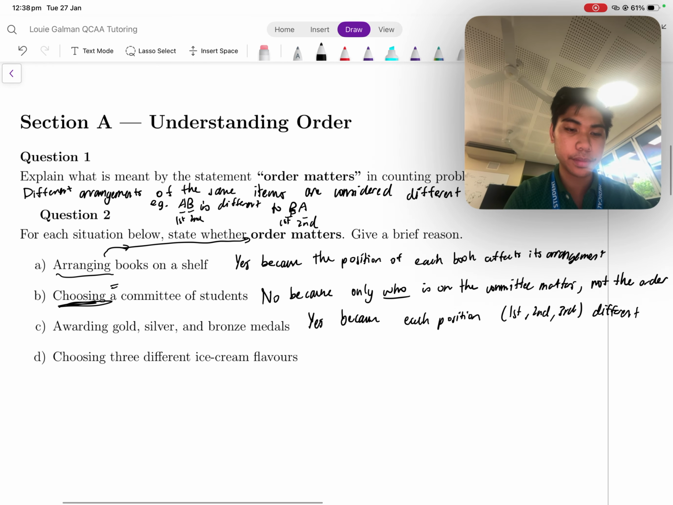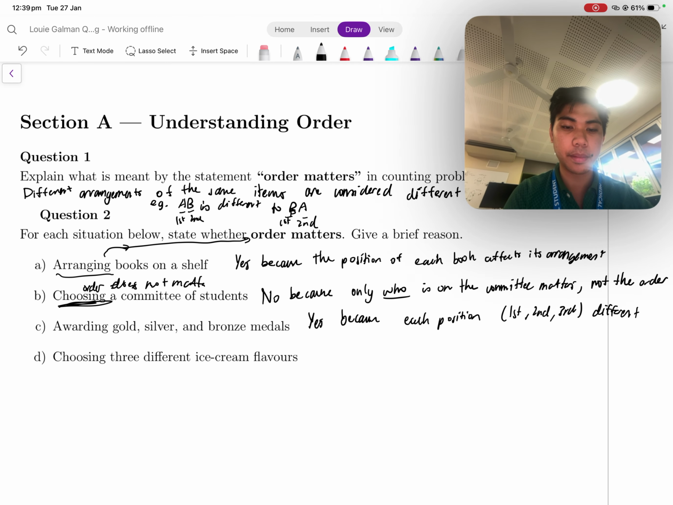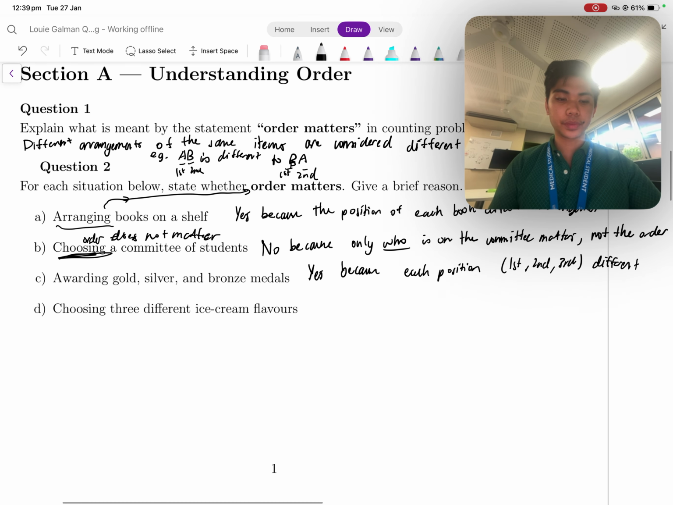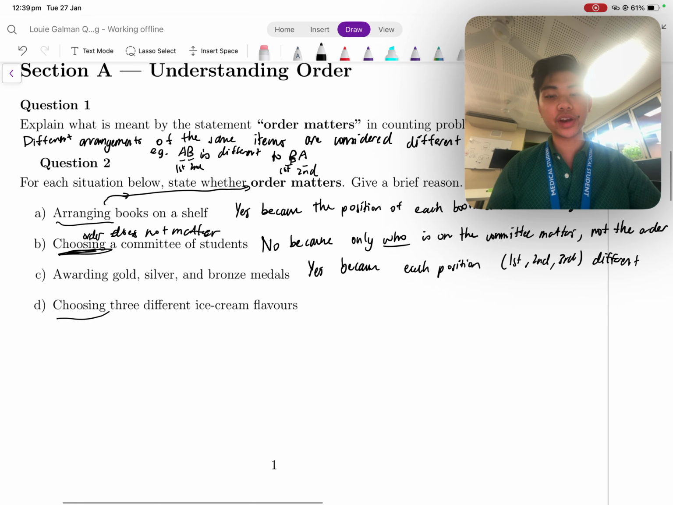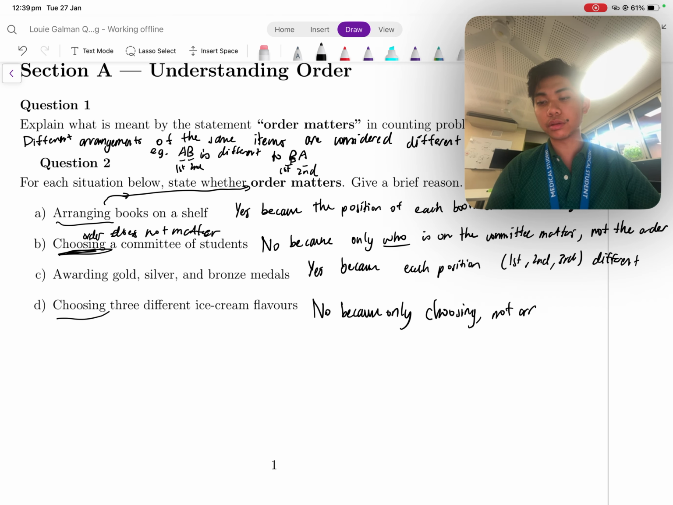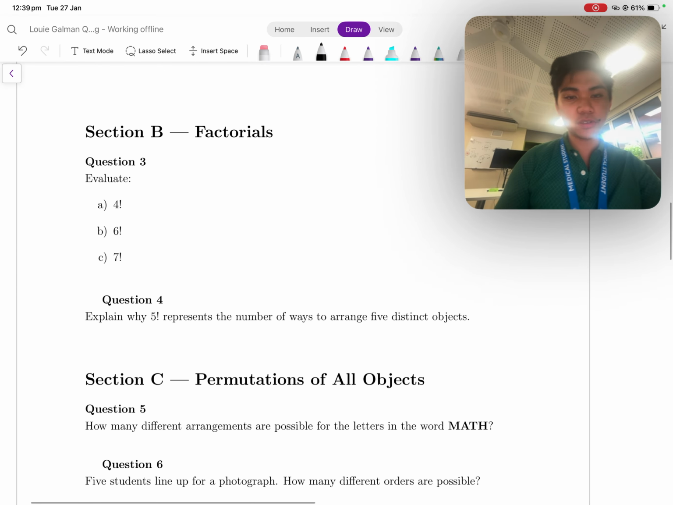Okay, so order does not matter. Again, choosing 3 different ice cream flavors. Because we have the word choosing, then it's safe to say that no, because we're only choosing, and we are not arranging these things. All right, so moving on to section B, factorials.